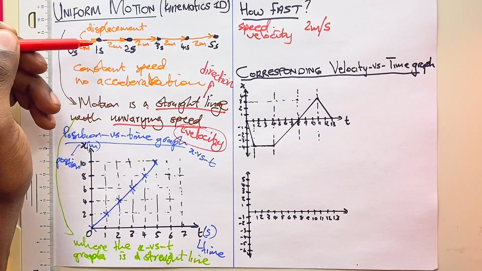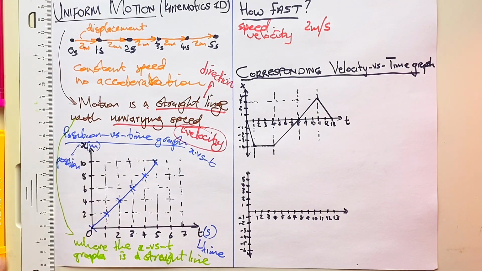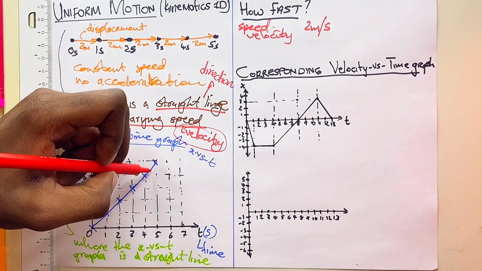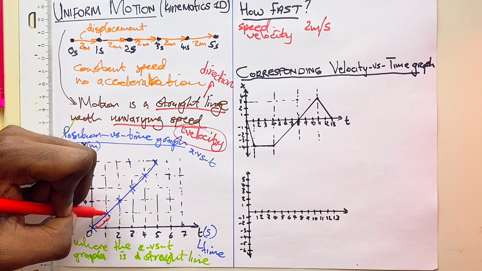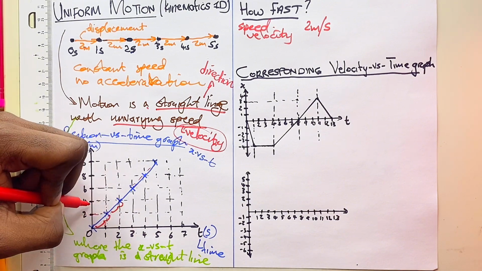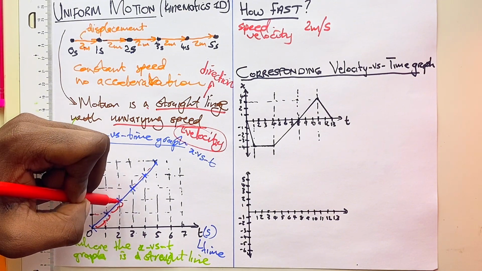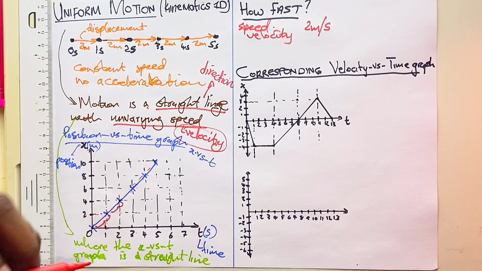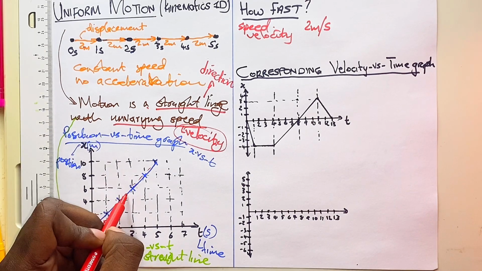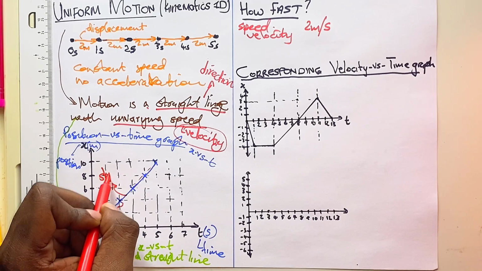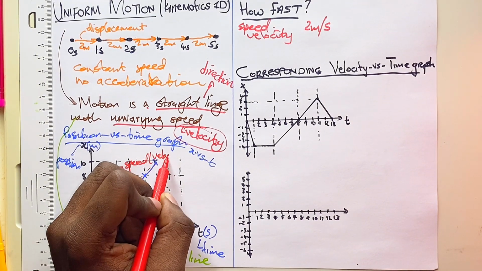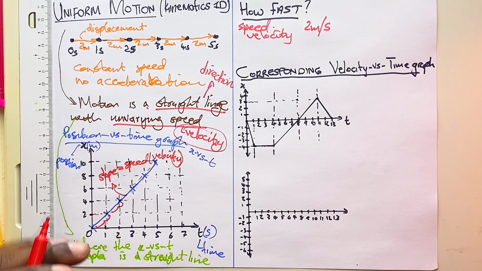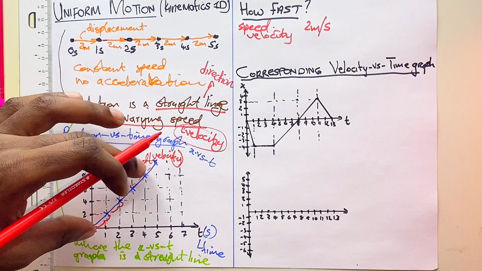So it was moving 2 meters per second. And from this graph, you can see that this is presented by the slope of the graph. Now, if you take this small part, you can see that it moved 2 meters in 1 second. If you take this part, you can see that it moved 2 meters from here to here in 1 second. So the slope of the position-time graph gives us its speed or velocity.